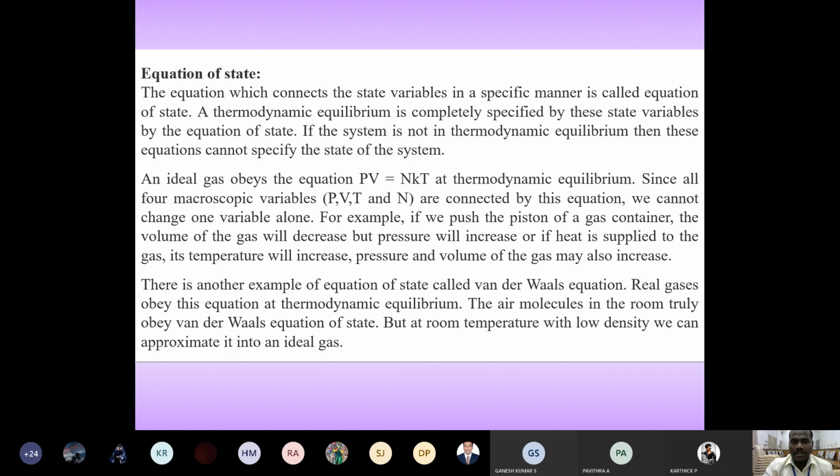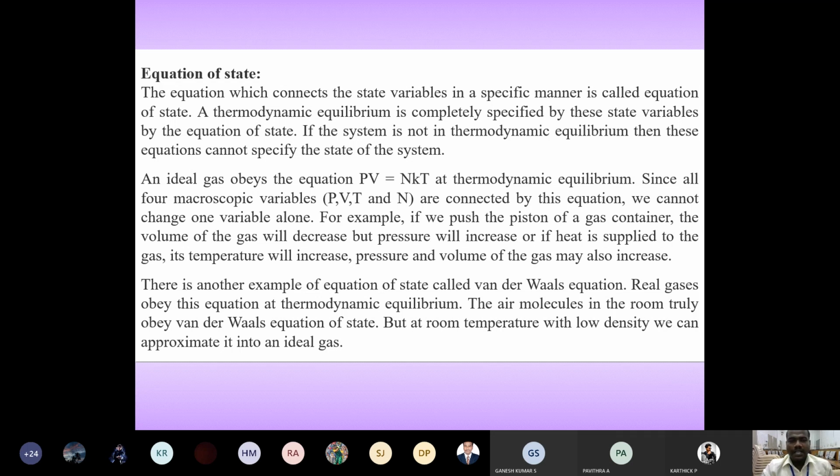Here P is pressure, V is volume, N is the number of molecules, k is the Boltzmann constant, and T is the temperature. For an ideal gas, this is the universal gas equation in thermodynamic equilibrium. Since all four macroscopic variables, pressure, volume, temperature, and N, are connected by this equation, we cannot change one variable alone. So this is called the equation of state.